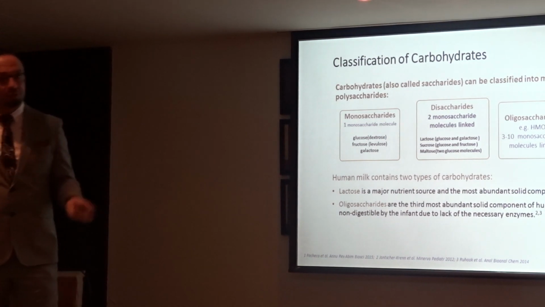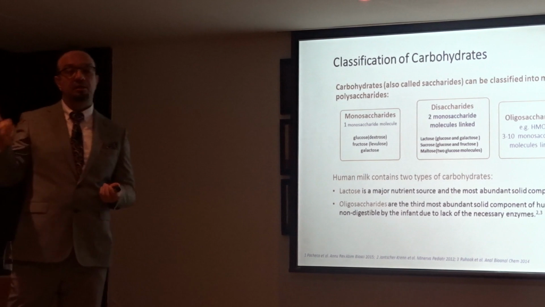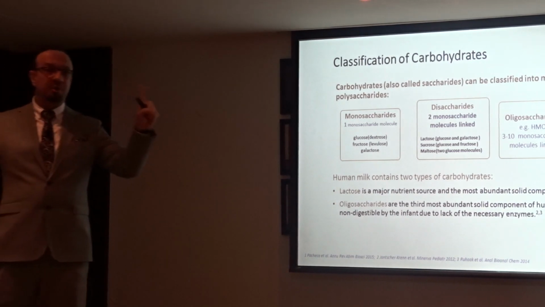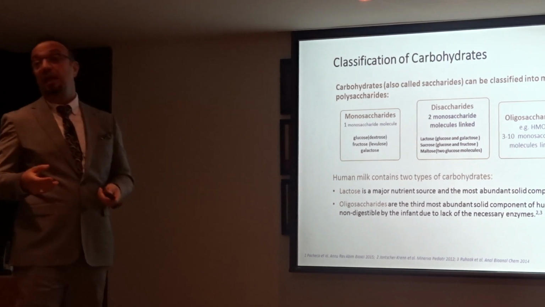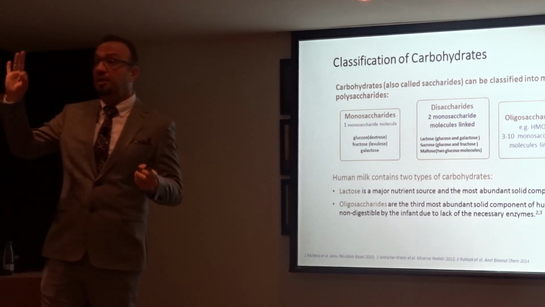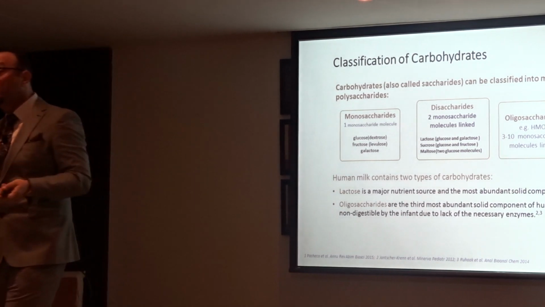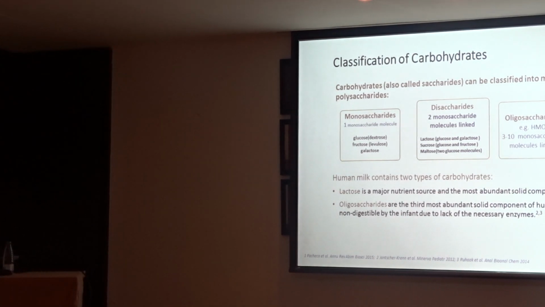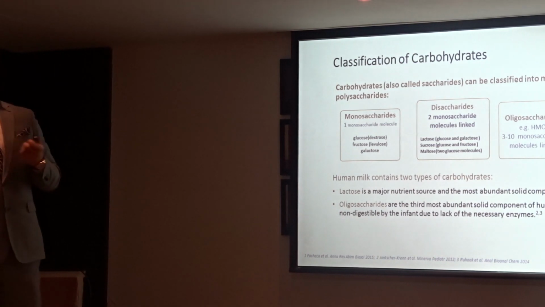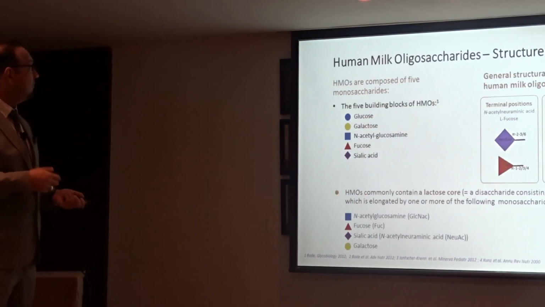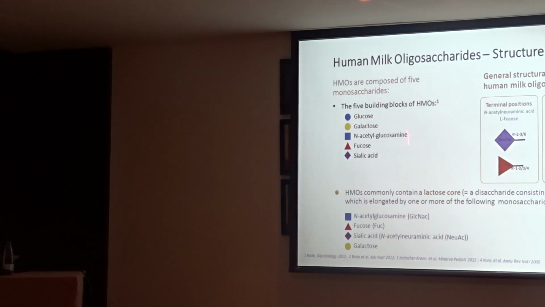sucrose, which is called fruit sugar, which is glucose and fructose, and maltose, 2 glucose molecules. These are called disaccharides. And an oligosaccharide is 3 to 10 molecules of monosaccharide. Usually it is non-digestible. Our digestive system cannot digest the oligosaccharide.